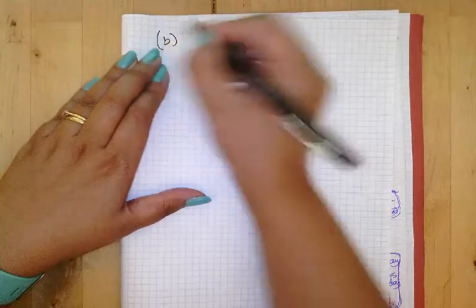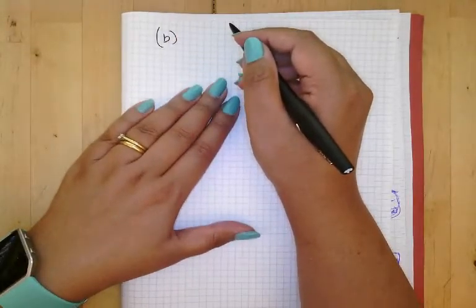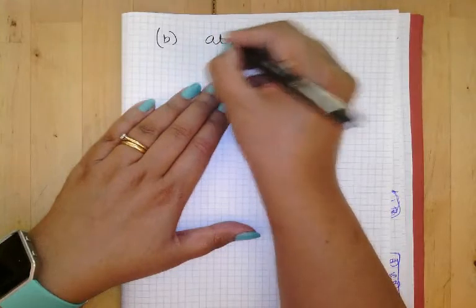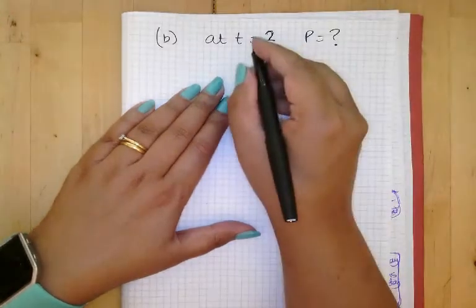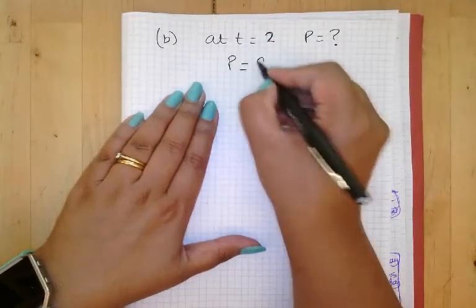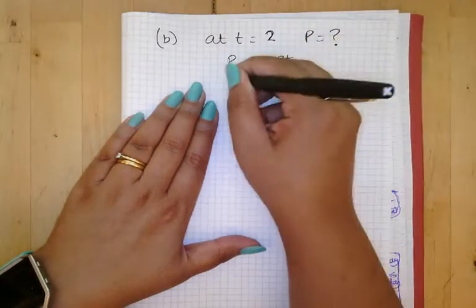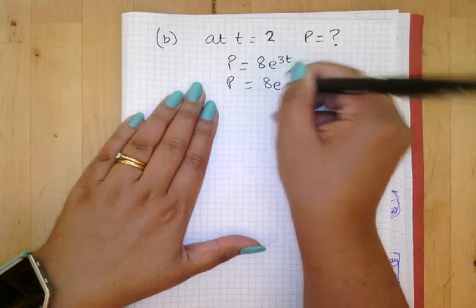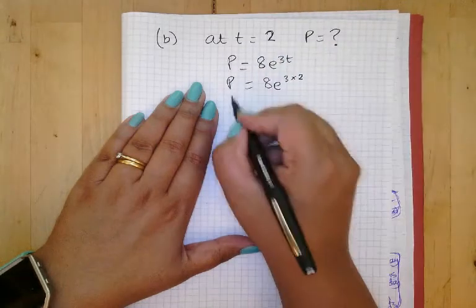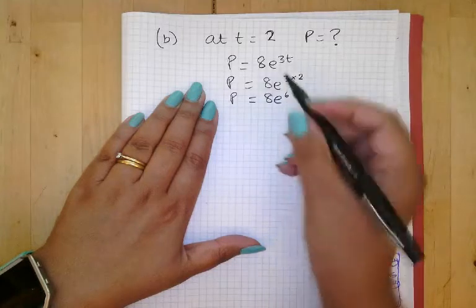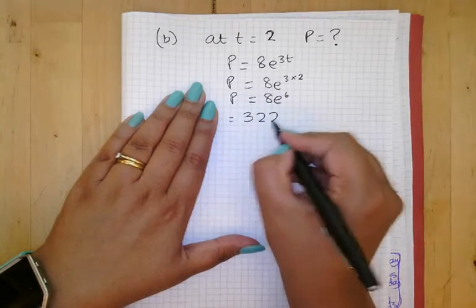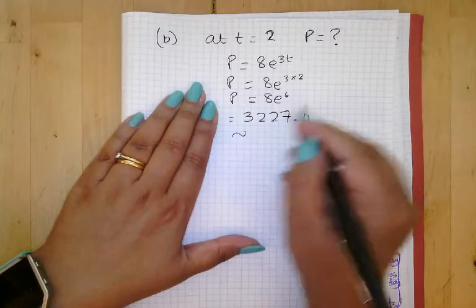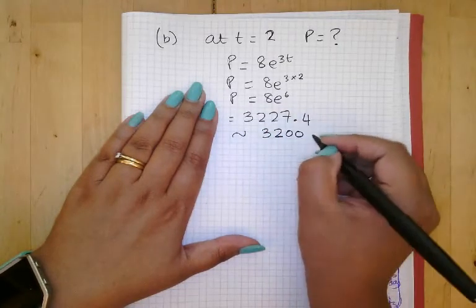Part B says, find to the nearest 100 the size of the population at time t equals 2. So at time t equals 2, I've got to find the population. So that's just going to be, if P is equal to 8e^(3t), then P equals 8e^(3 times 2). That gives me P equals 8e^6. And if I plug that into my calculator, that will give me 3227.4, which is, to the nearest 100, 3200.